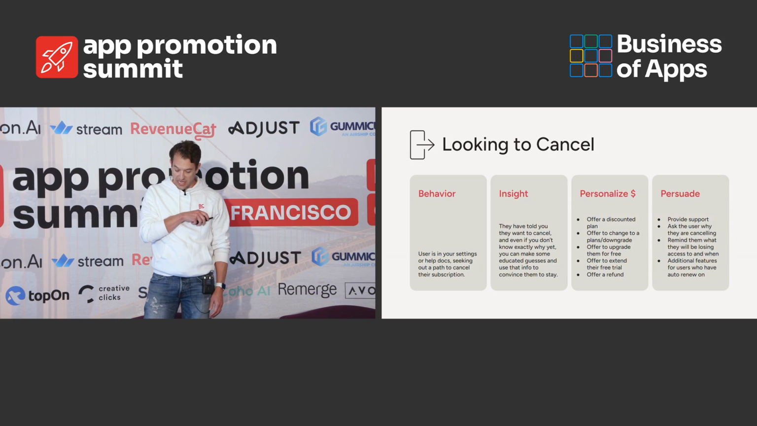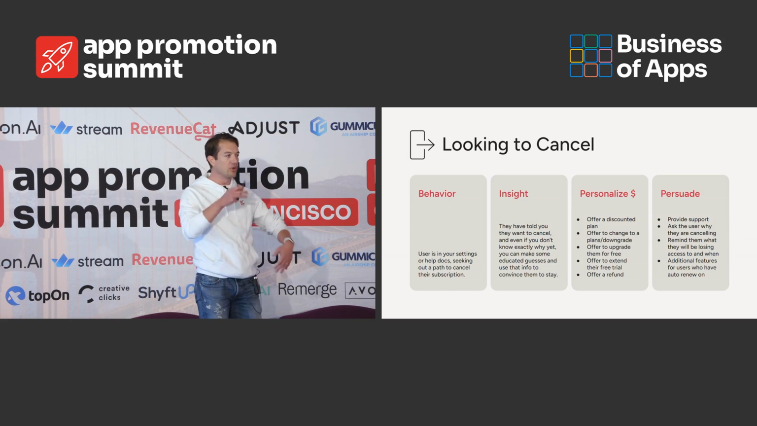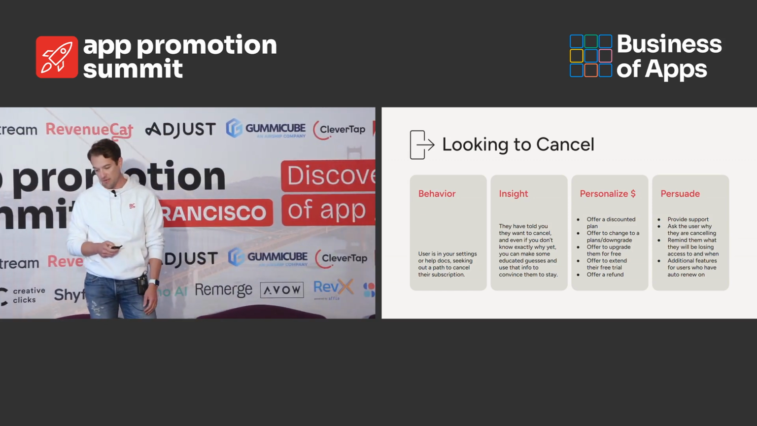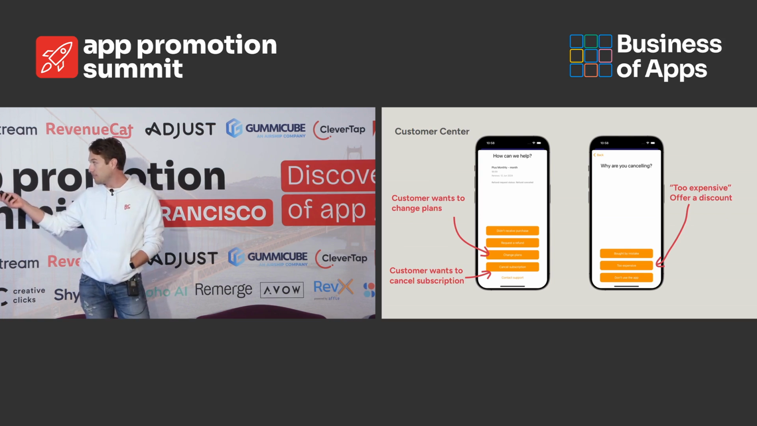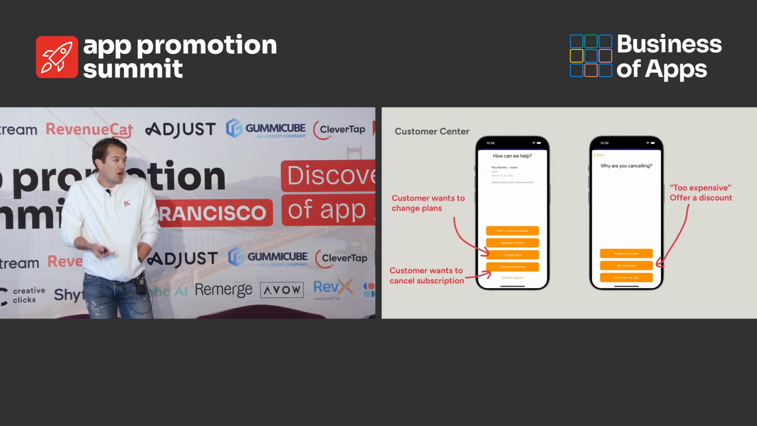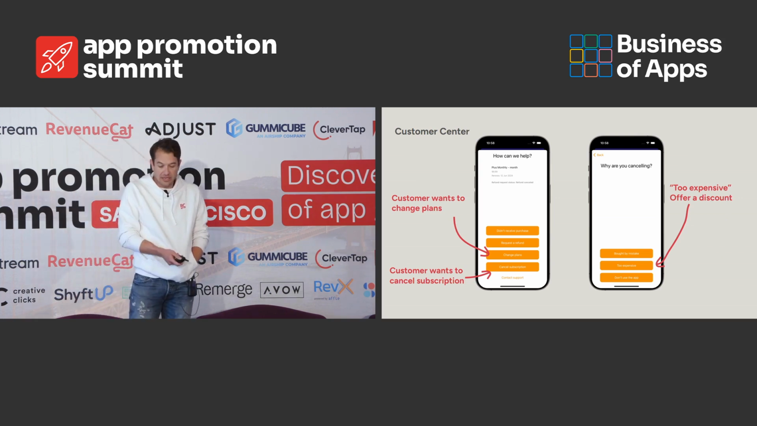On the persuasion side, you can provide support, ask the user why they are canceling, really using surveys to get more information from the user. Couple examples here. This actually isn't an app. This is a new feature we're building at RevenueCat, but it kind of takes the user through this exact flow, right? They came into your settings. They're asking for a refund. They want to change plans. Maybe they just want to cancel. So what you can do is if they select, for example, cancel subscription, you could immediately trigger a paywall asking them why they want to cancel. And if they say it's too expensive, then you could offer them a cheaper price, right, to downgrade.